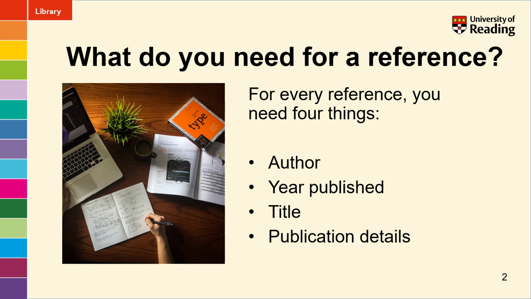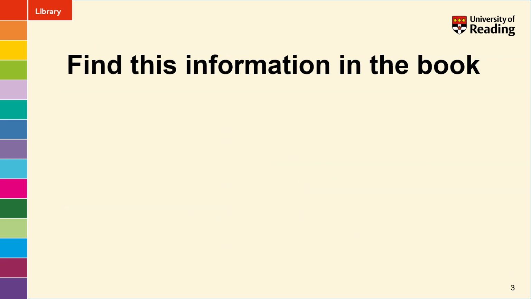There are four components every reference in your reference list or bibliography needs, whatever it is you're referencing. They are the author, the year of publication, the title, and the publication details, which will vary depending on the type of publication you're referencing. The first step in referencing a book is to find all of the details needed to reference it fully.